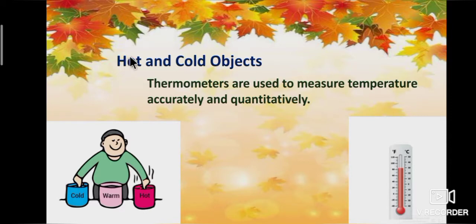Last class we discussed hot and cold objects. In daily life we are handling so many objects in hot and cold conditions. We often determine heat by touching the objects. But measuring temperature by touching is not correct. So thermometers are used to measure temperature accurately and quantitatively.